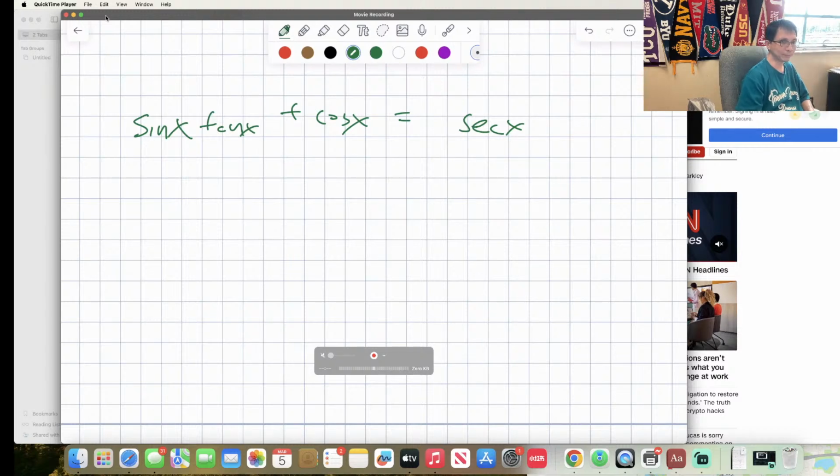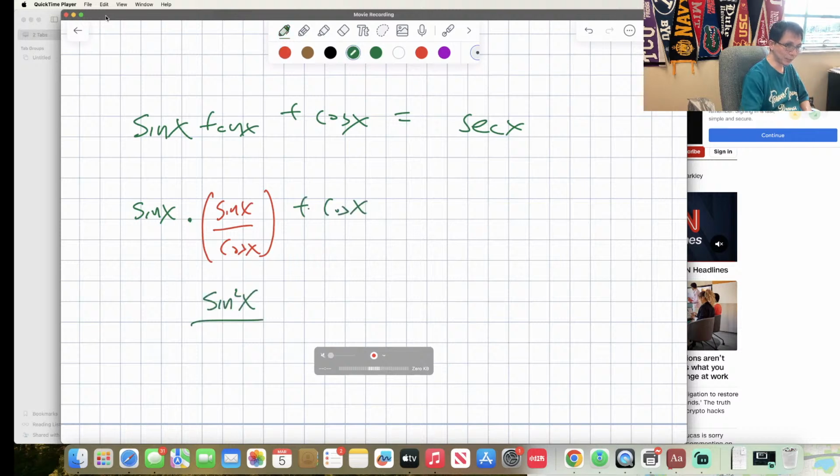And you say, okay, well, I already have sine of x and cosine of x. I don't want to change those. However, I can change tangent of x, right? Tangent of x, what can I change it to? I'm going to say that is sine of x over cosine of x. Is that okay? And that's going to be sine square of x over cosine of x plus cosine of x.